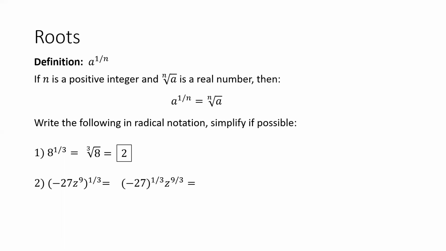I think I broke it up into 2 pieces, but you could have just translated it into a single cube root. And so I take the cube root of -27 and then the cube root of z to the 9th, z to the 3rd. Just take the cube root of -27 to get -3. So my final answer is -3z to the 3rd.